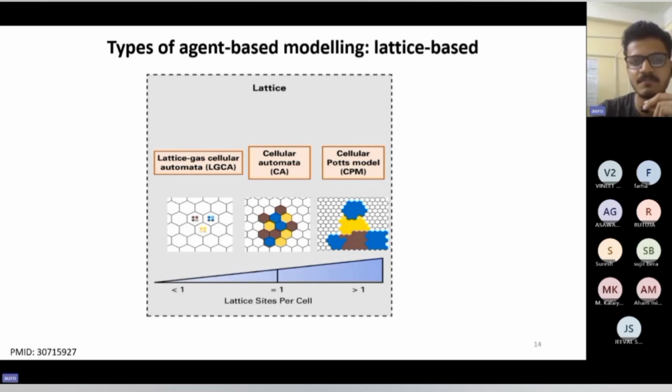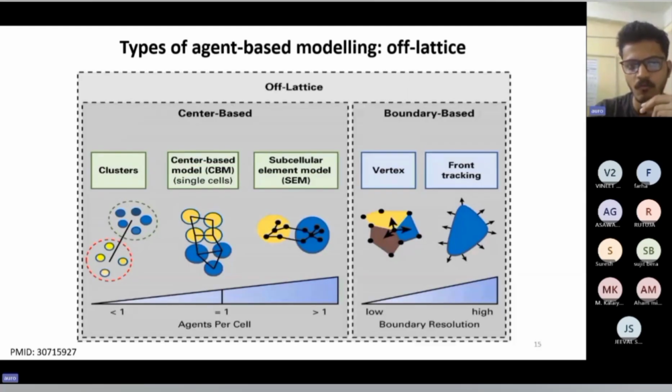The second type of thing is basically off-lattice based. Here we don't have any lattice. Then what will we do? We will use agents. What will we measure? Suppose two cells are there, and we can measure the force between the centers of them, or we can track the boundary. Suppose multiple cells are there, then we can put some vertices on their boundary, and we can track how they are evolving with respect to time. Or we can do front tracking, where the resolution of the boundary is increasing.